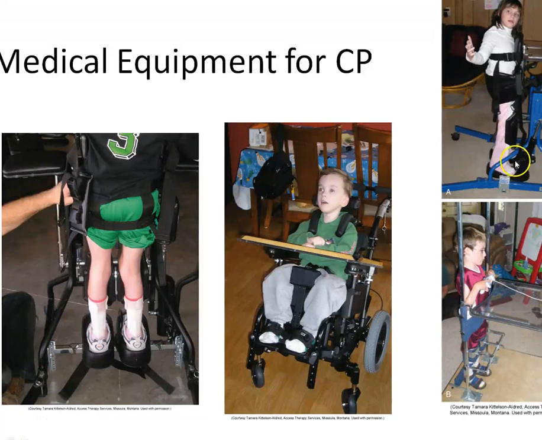These two on the right here, these are standing frames. These allow for supported weight bearing. There is a seated sling here around the pelvis. This does provide support. And there is also a shoe holder here at the bottom that helps keep them in an upright position. So this allows them to be upright and weight bear and still perform activities because of the table in front of them and still participate with other children.